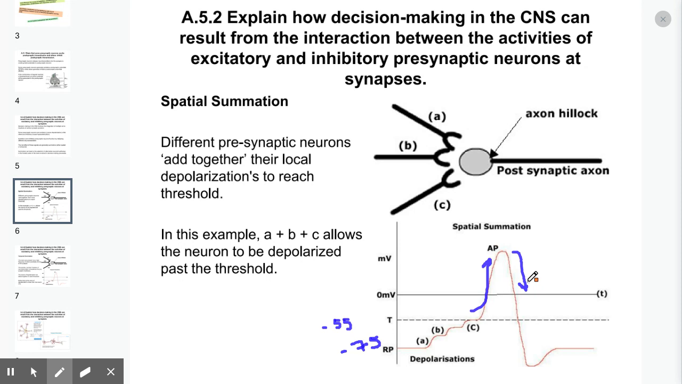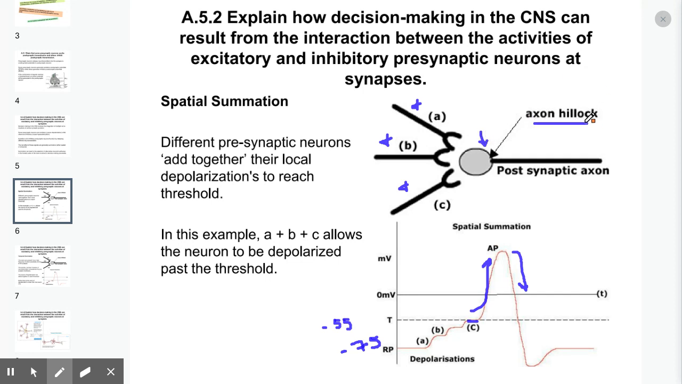With spatial summation, we can achieve that by the addition of these three presynaptic neurons. That's what these are supposed to be. These are three presynaptic neurons, and here's our postsynaptic neuron. If I add A plus B plus C, that gets me to minus 55, and I've reached the action potential. And that math, A plus B plus C, is determined at this place called the axon hillock.